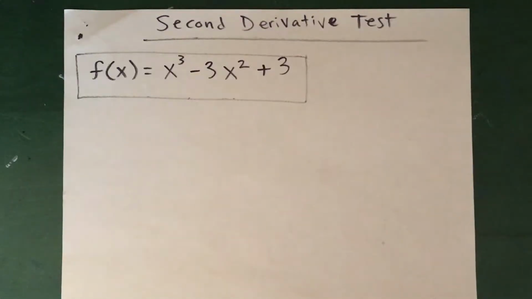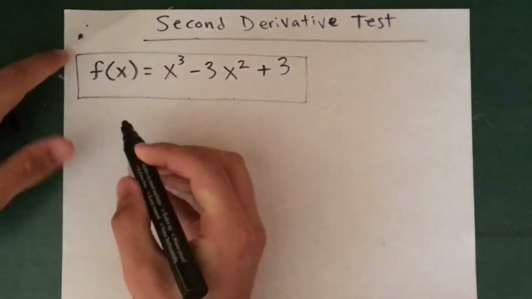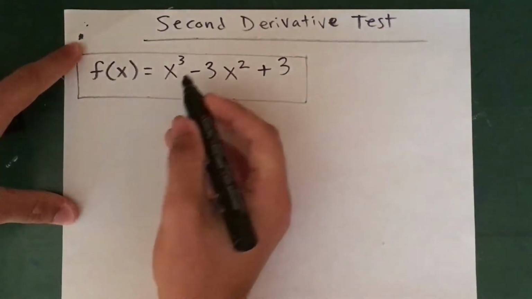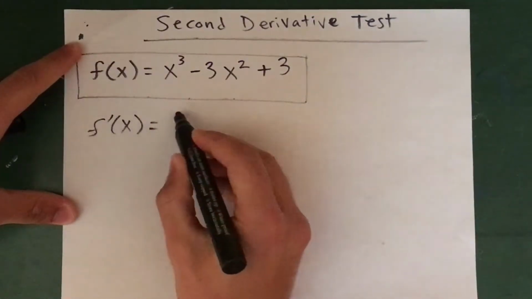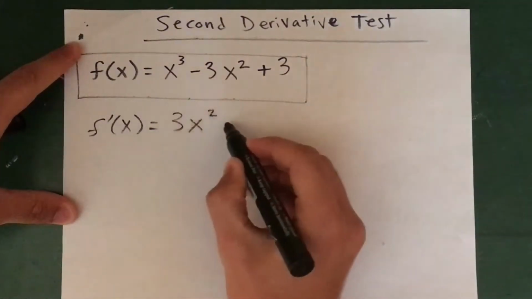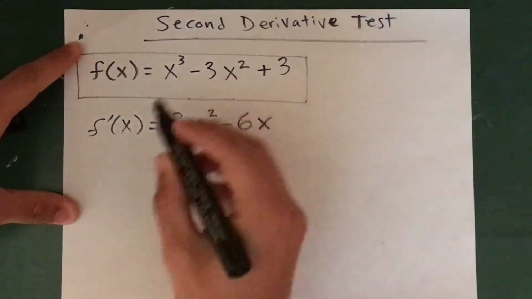Hey everybody, in this video I'm going to show you how to use the second derivative test, and we're going to find all relative extrema using it. First, we're going to start off by finding the first derivative. Using the power rule, we get 3x squared minus 6x, and that's our first derivative.